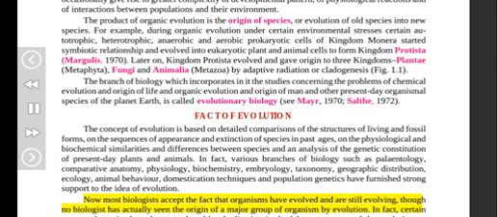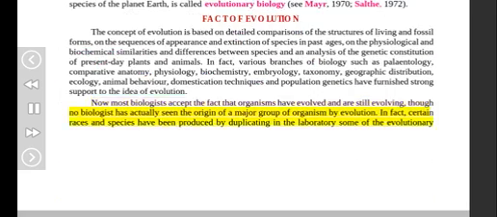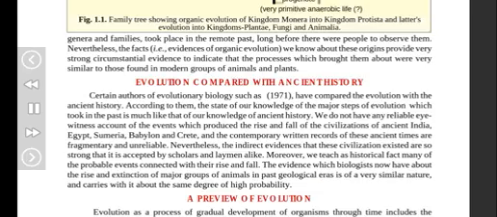Now most biologists accept the fact that organisms have evolved and are still evolving, though no biologist has actually seen the origin of a major group of organisms by evolution. In fact, certain races and species have been produced by duplicating in the laboratory some of the evolutionary processes such as mutation, selection, isolation, etc., which are known to take place in nature. The main reason that major steps in evolution have never been observed is that they require millions of years to be completed.